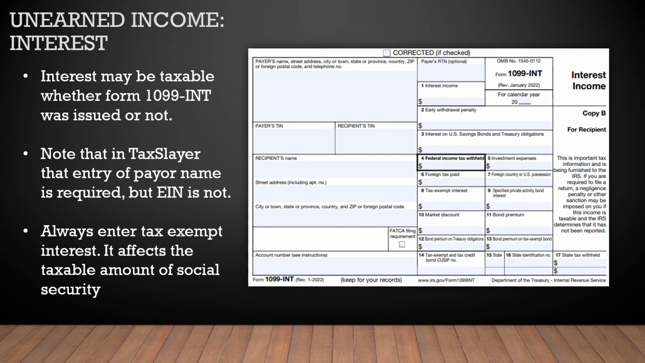And then you'll notice, and I know it's a little bit small and I didn't put a box around it, but box 8 is for tax exempt interest. So if there is an entry in that box, you just want to be sure that even though it is exempt from income tax, we do report it on the tax return, and that's because it affects things like the taxable amount of Social Security, which, if you'll remember, Social Security may be exempt from income tax, or some parts of it may be, and tax exempt interest goes into that calculation.